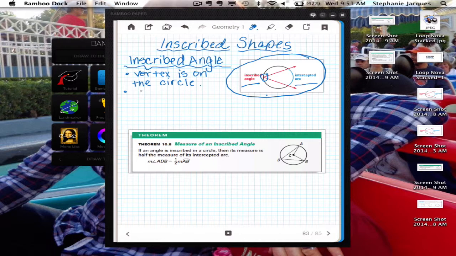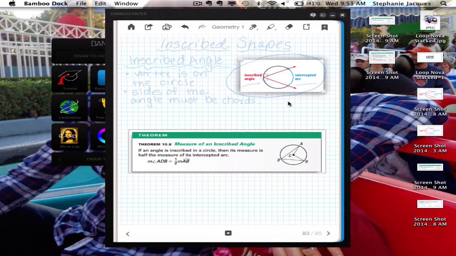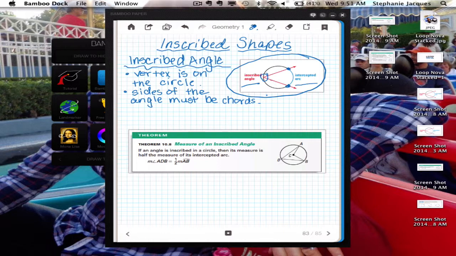Another aspect is the sides of the angle must be chords. So for example, I know these are secants because they're passing through, but they want to know that at least it's hitting the other side. And if it only went a little bit and then stopped, then you would say that is not an inscribed angle. But if it had arrows on it, you know that it extends. So that's an inscribed angle.